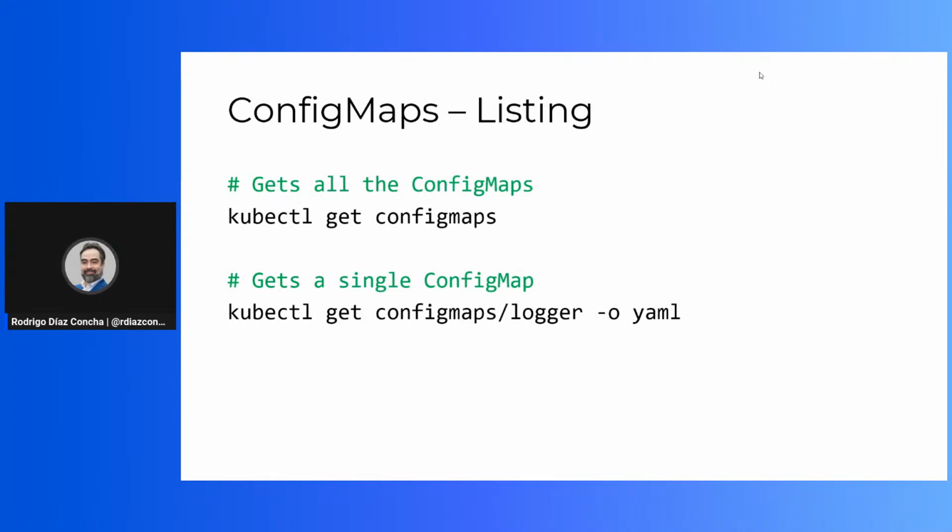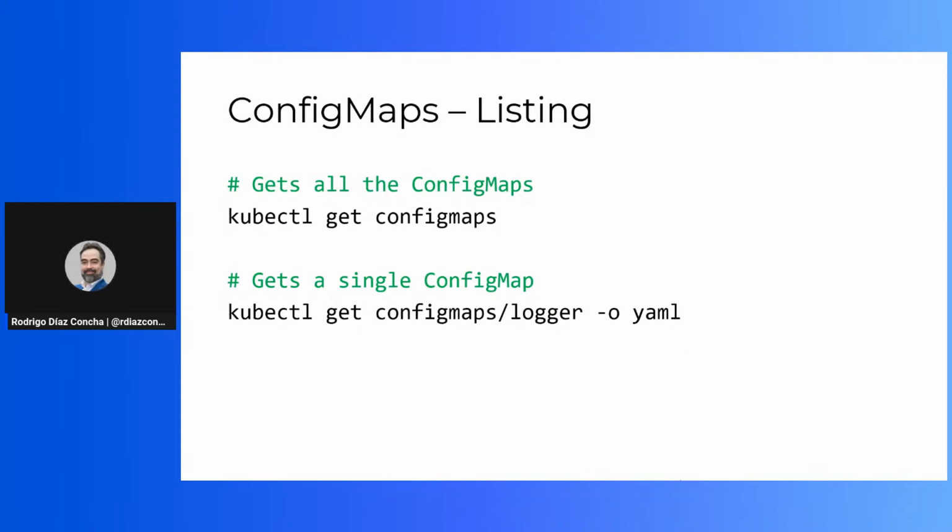And also you can use get for obtaining and listing all the config map objects that you have on your cluster. So the first command that I have here on the screen is returning all the config map objects. And the last one is getting a specific config map object, which is logger, and it's returning its values and the entire object as YAML.